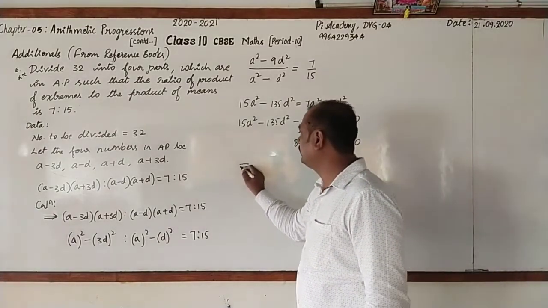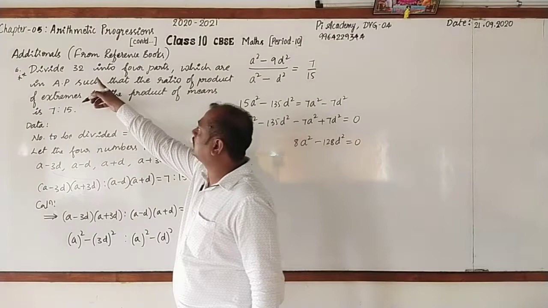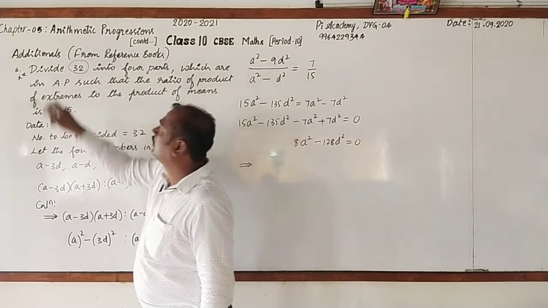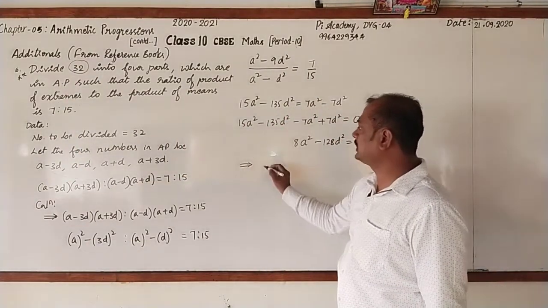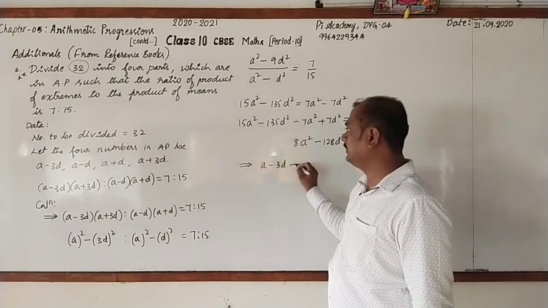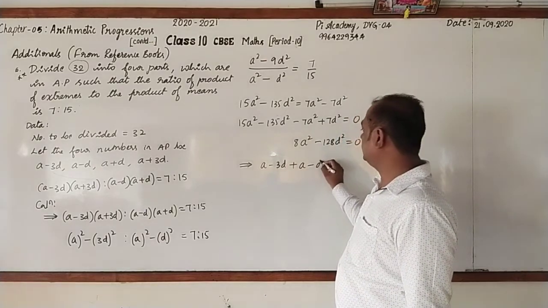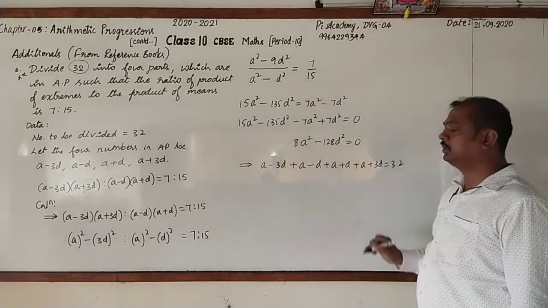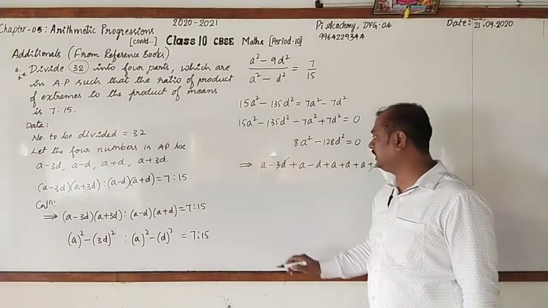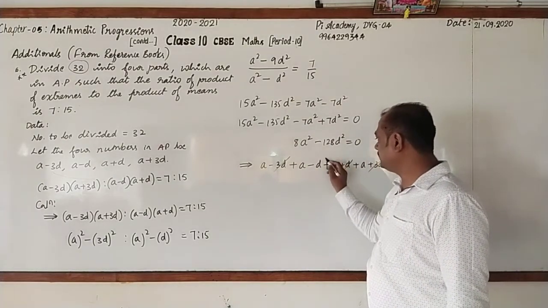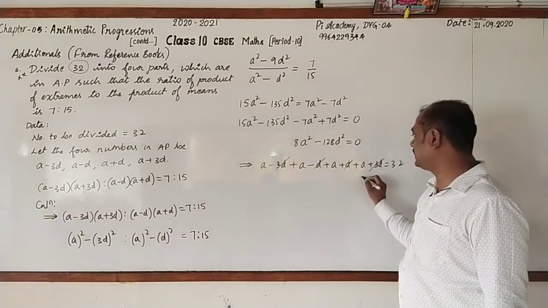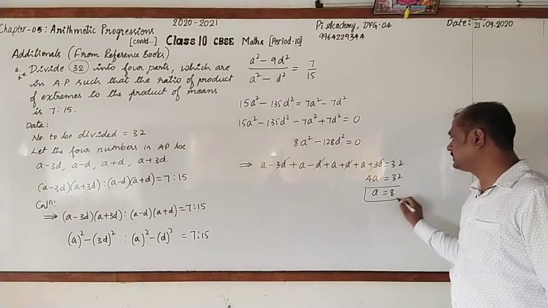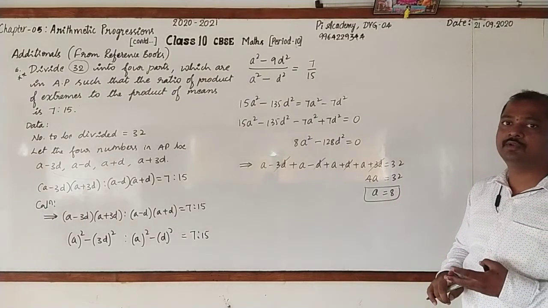Hence, I go for taking, say, given 32 is to be divided into 4 parts. Means when you add all the 4 terms, you will get 32. Let me write. From the statement we can write a minus 3d plus a minus d plus a plus d plus a plus 3d. This is equal to 32. Now see the 3d minus 3d, minus d plus d get cancelled. What is a plus a plus a plus a? It is 4a equal to 32. Then a is equal to 8.